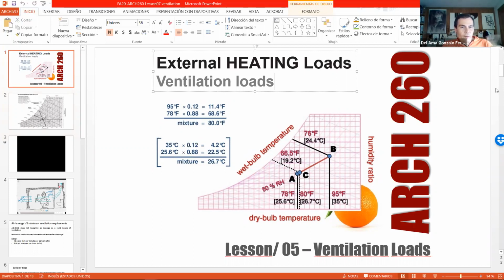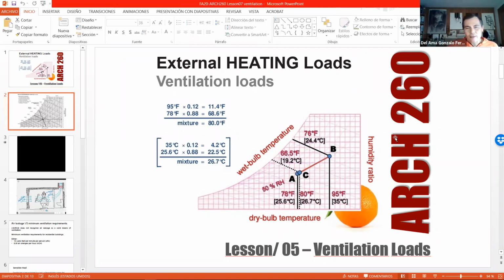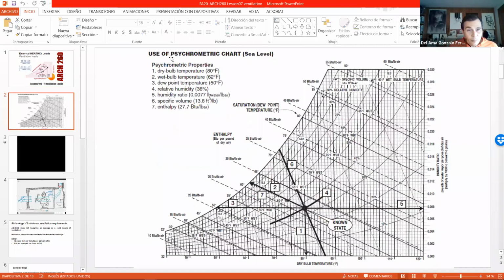The loads going through the envelope of the building, we are done with the envelope. We have calculated loads through the roof, the walls, windows, floor, basement. So we are done with it. And now we are going to work with ventilation loads. So the first tool that we have to know is this psychrometric chart.